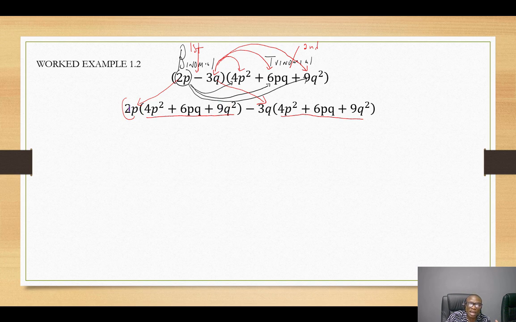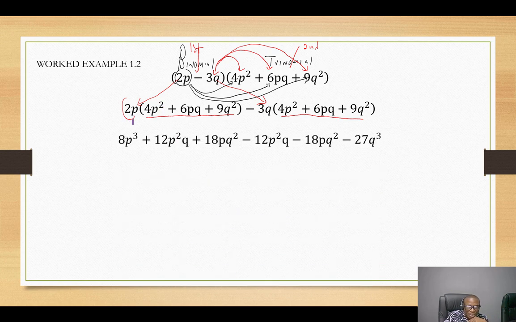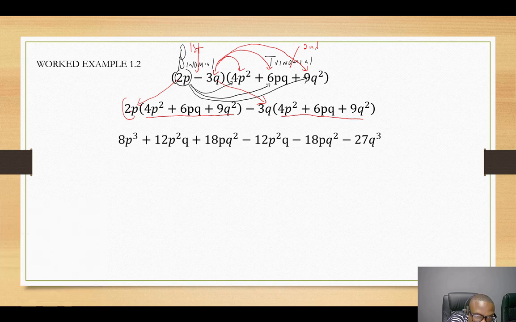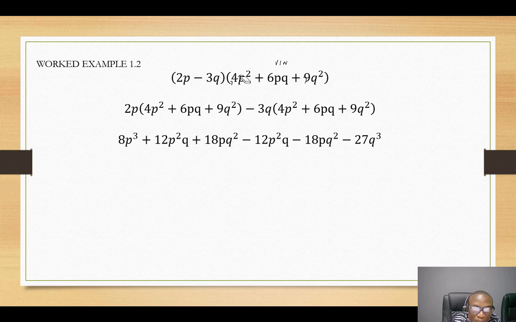Remember, the guy outside the bracket, multiply every guy inside the bracket, which is called the distributive law of maths. So it's going to be 2p times 4p squared. Let's check. Yes, if we say 2p times 4p squared, let me raise this thing so that you can be able to follow with me.